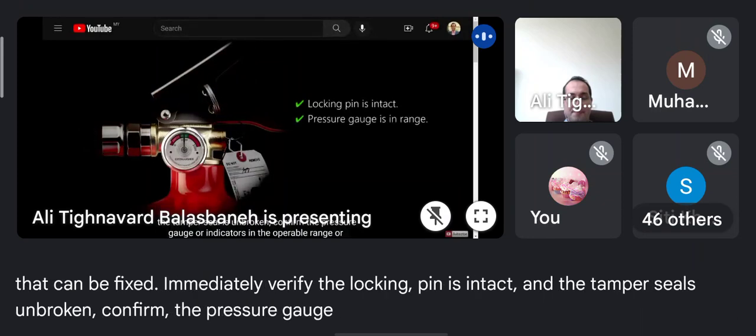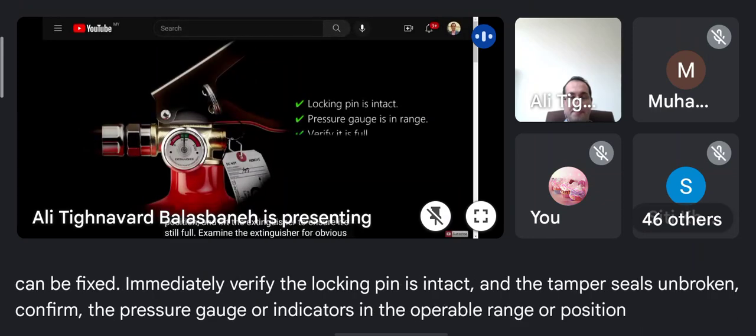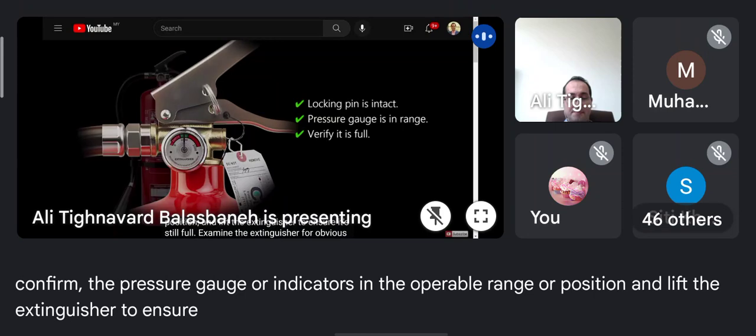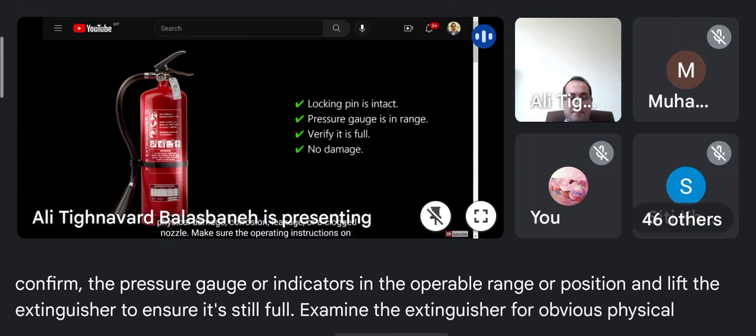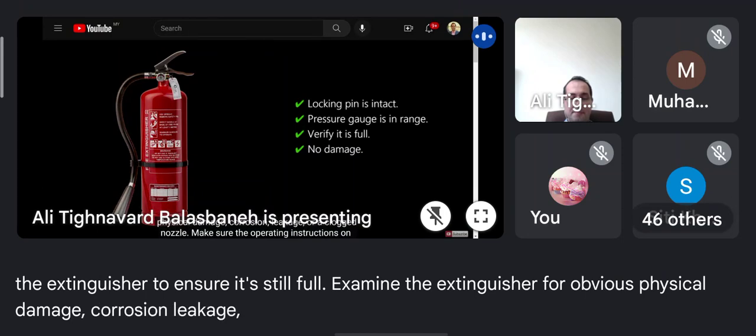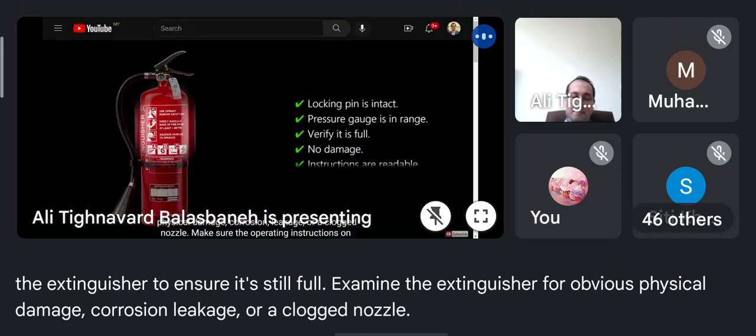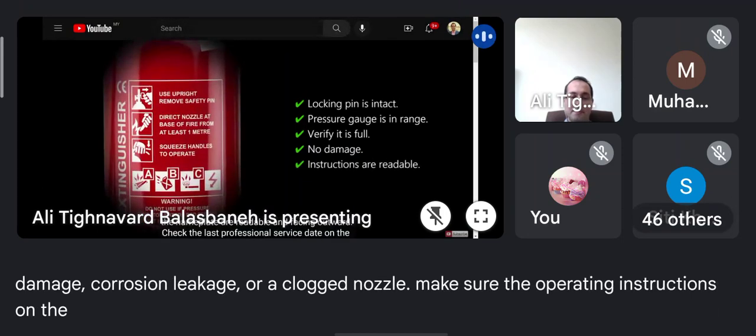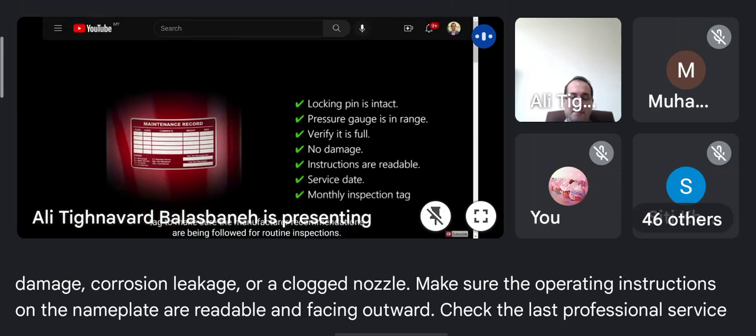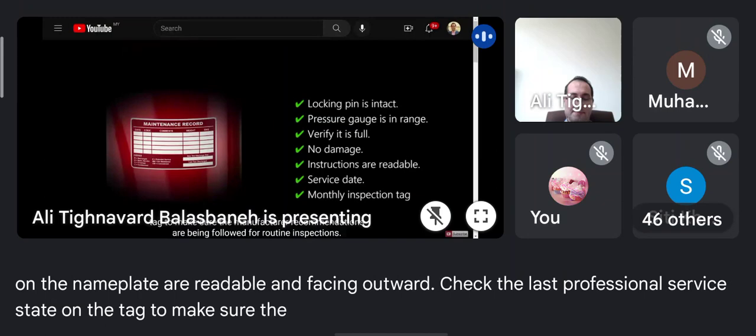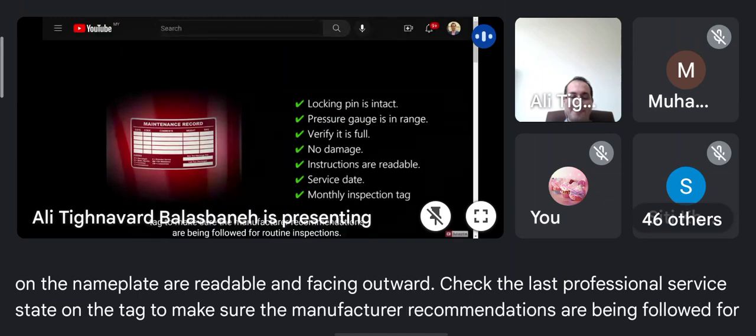Confirm the pressure gauge or indicator is in the operable range or position, and lift the extinguisher to ensure it's still full. Examine the extinguisher for obvious physical damage, corrosion, leakage, or a clogged nozzle. Make sure the operating instructions on the nameplate are readable and facing outward. Check the last professional service date on the tag to make sure the manufacturer recommendations are being followed for routine inspections.